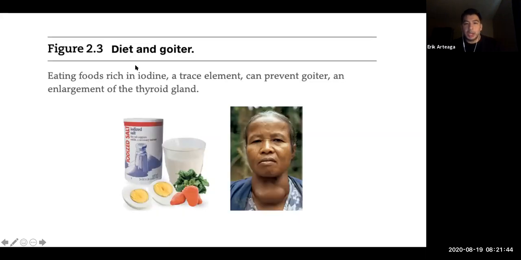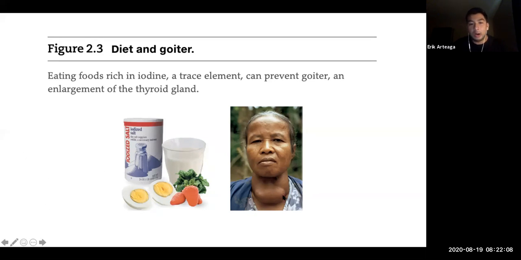All right, so diet and goiter. Eating foods rich in iodine, a trace element, can prevent goiter and enlargement of the thyroid gland. Your thyroid requires a certain amount of iodine in the diet, okay? And this is why we have something called iodized salt. It's important to have that supplementation in your diet because we can actually not consume enough iodine.